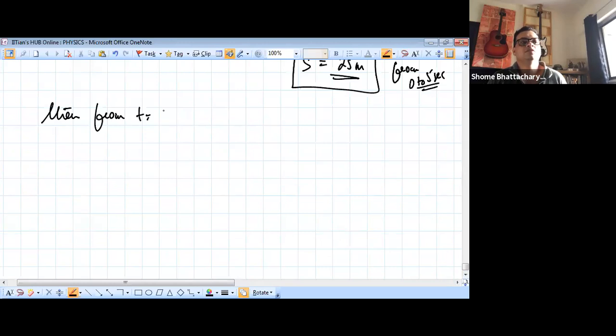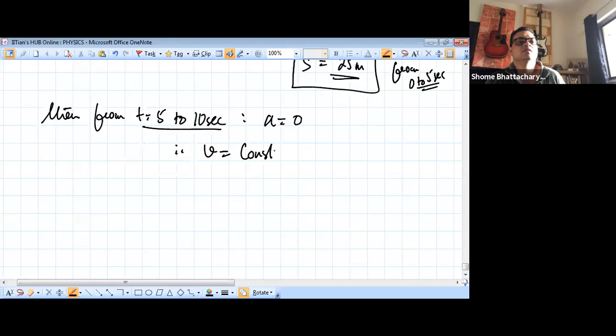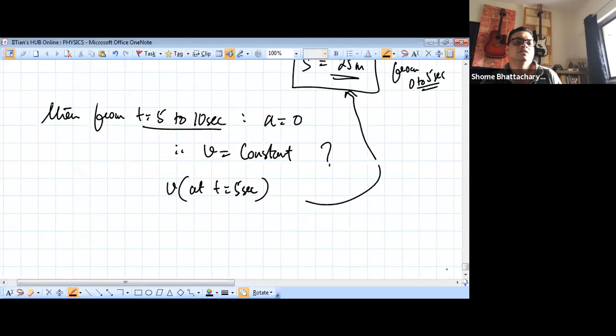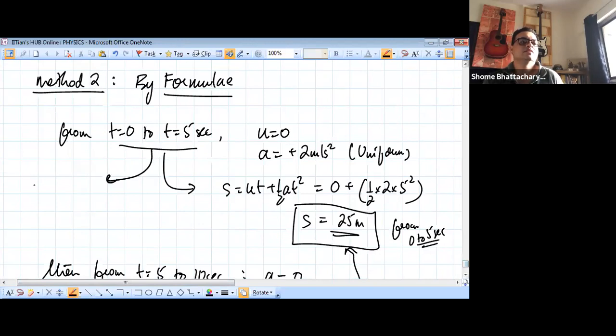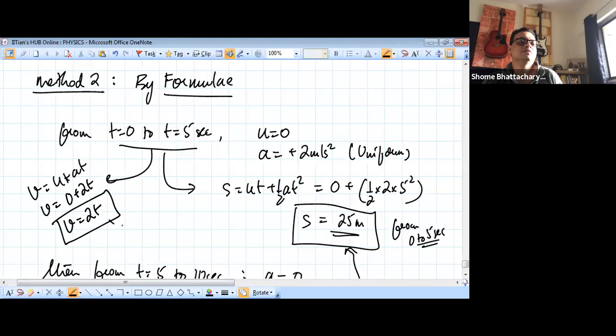The next part of the motion: from t equal to 5 to 10 seconds, what does that mean? The acceleration is 0. So therefore velocity will be constant. Now the question is, how much is that constant velocity? The velocity at t equal to 5 seconds, how will we find that? For that you have to go back to the first part and understand what was happening from 0 to 5 seconds. The velocity is given by the relation u plus at. So by the formula method that becomes 0 plus 2t. So velocity as a function of time was 2t. So the velocity at t equal to 5 seconds is 10 meters per second, and the displacement by then is 25 meters.